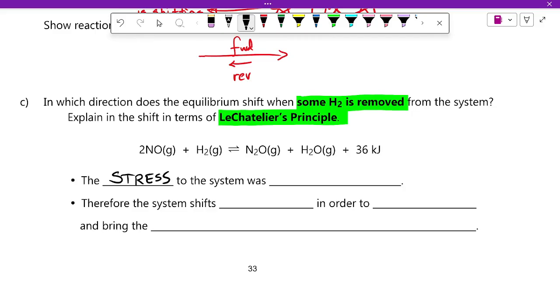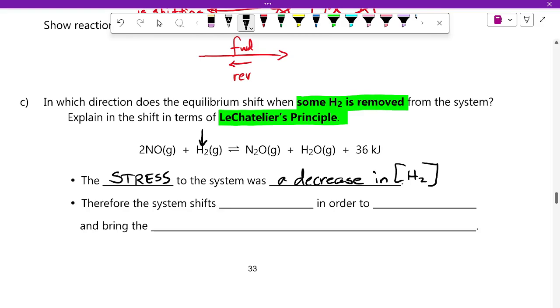The stress to the system was what? A decrease in concentration of H2. Therefore, the system shifts which way? To the left.